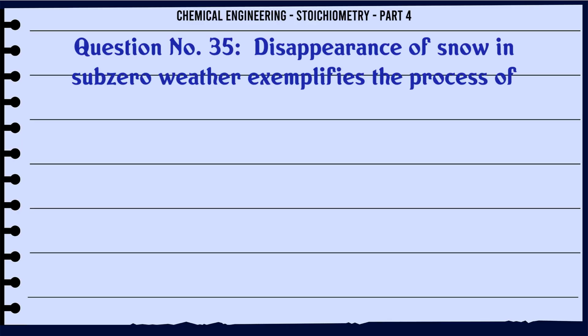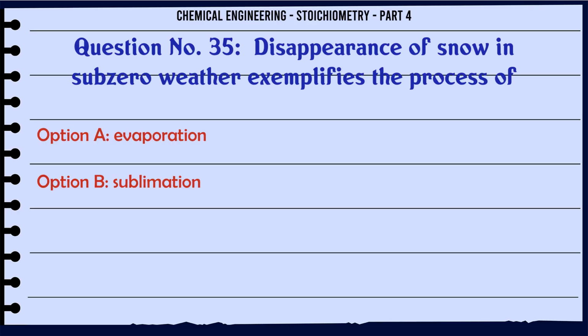Disappearance of snow in sub-zero weather exemplifies the process of A. evaporation, B. sublimation, C. vaporization, D. melting.